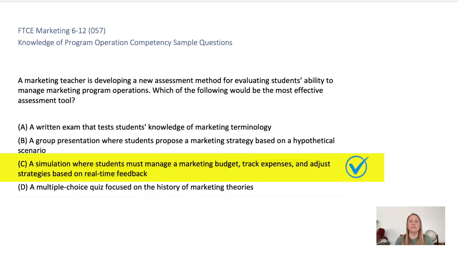The correct answer is C. A simulation where students must manage a marketing budget, track expenses, and adjust strategies based on real-time feedback. This provides students with a hands-on opportunity to manage real-time operations, such as budgeting and strategy adjustments, which are critical components of marketing program operations. This method evaluates their ability to apply knowledge in a practical setting.